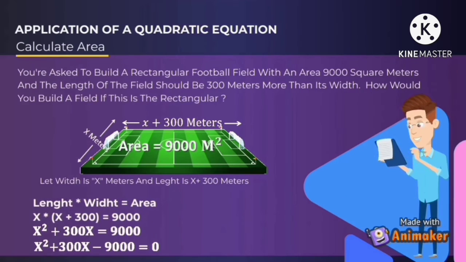The area of a rectangle is the product of its width and length. Hence, x times x plus 300 will equal 9,000. Rewriting this will give us the quadratic equation x squared plus 300x minus 9,000 equal to 0, and this is nothing but a quadratic equation.